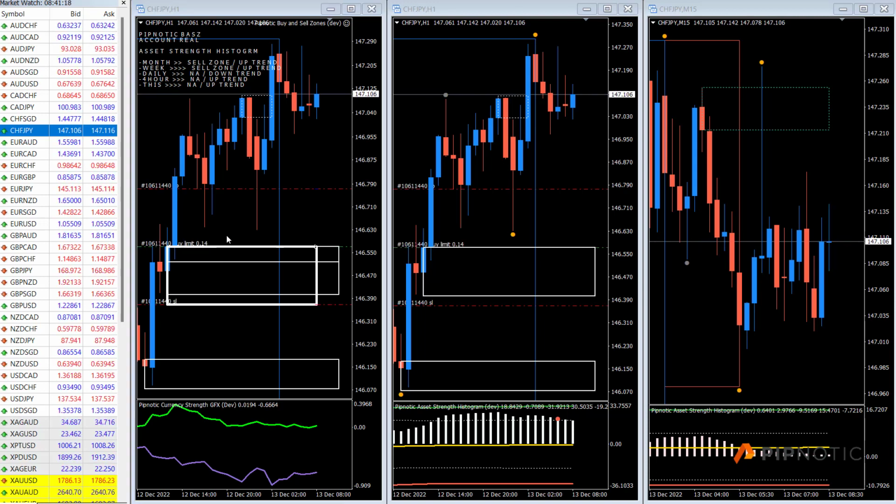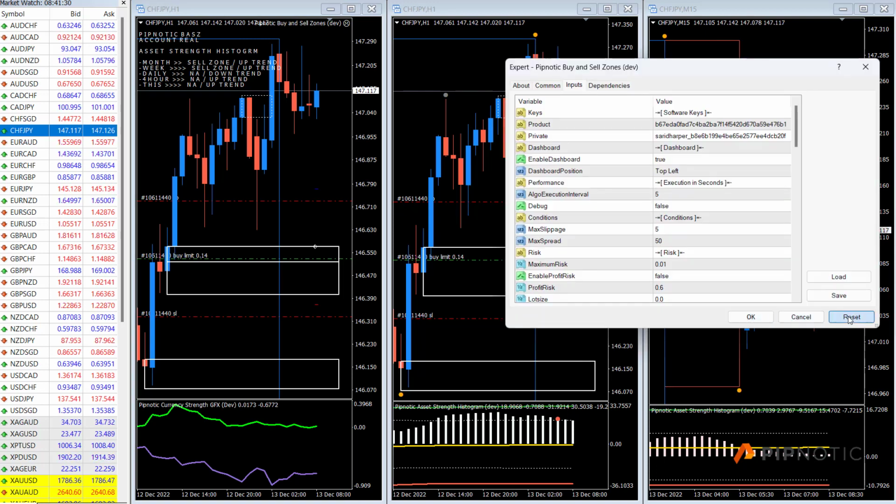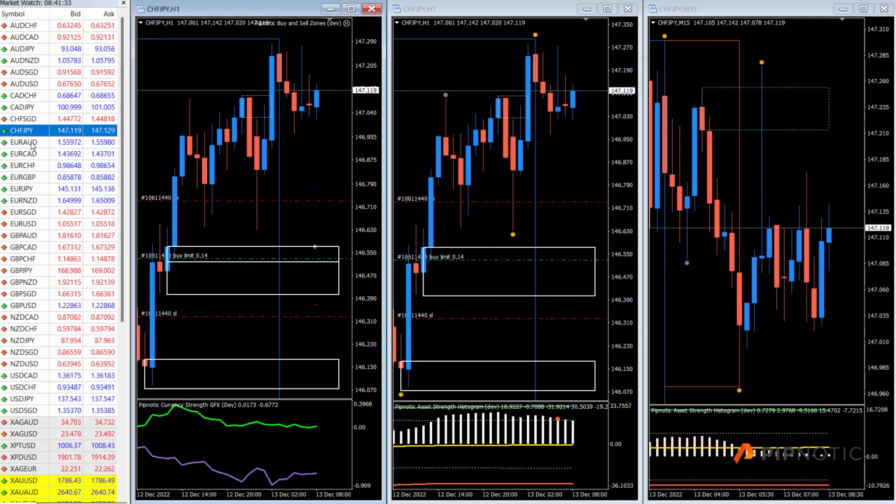The trade is opened. I'm going to take this entry and move it here, which is where the low of this departure candle is, and I would be happy with that. I'll turn off the algo-trader, reset the settings, and I will move on to the next one, going to the Euro Australian dollar.